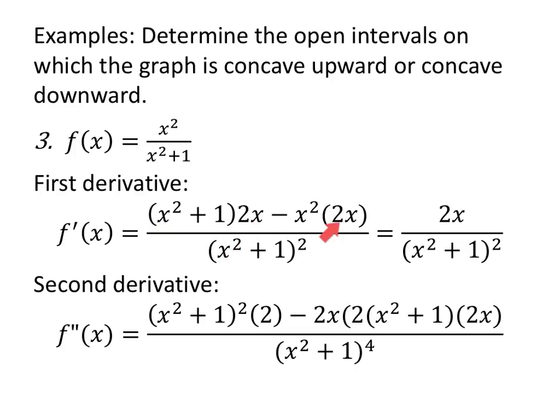Distribute the 2x. Combine like terms, I have 2x cubed minus 2x cubed. So I'm left with the 2x in the numerator, x squared plus 1 all squared in the denominator. And of course, now to find this derivative, so I can find my second derivative, I'm using the quotient rule with a chain rule built in. So that's x squared plus 1 all squared times 2, minus 2x times the derivative of the denominator, which is 2 times x squared plus 1 times 2x. This 2x is the derivative of the inside. Don't forget the derivative of the inside. And when I square my denominator, now it becomes the 4th power. Let's see how that simplifies.